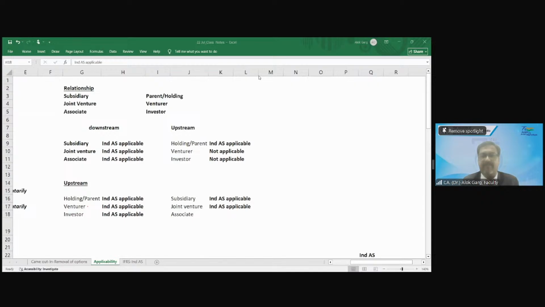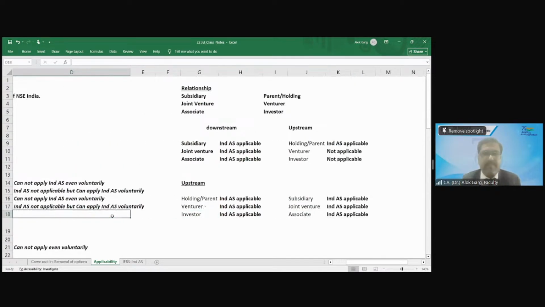Tell me, will it be applicable to the associate also, Ankit? Yes, I'll go with Ankit. Ankit is saying yes, sir, it will be applicable. Friends, have you understood this part? Upstream entity, downstream entity, relationship. Have you understood this part or not?